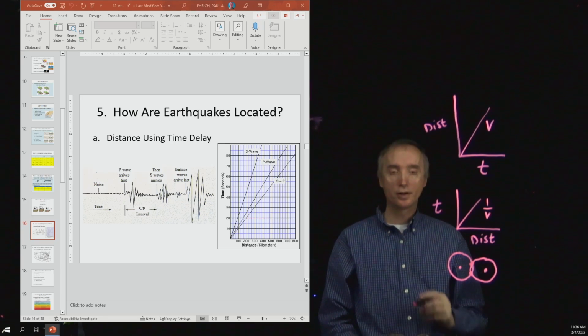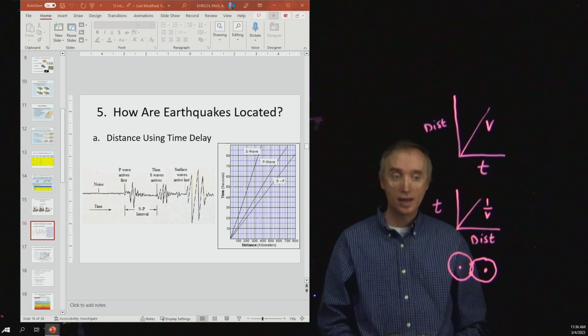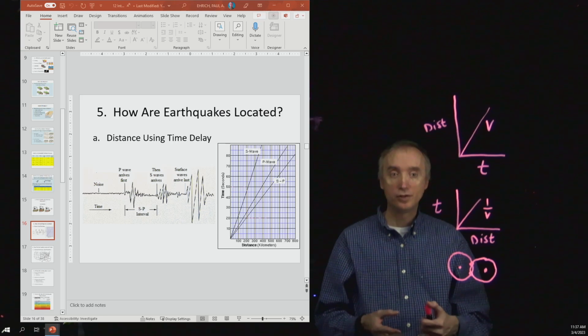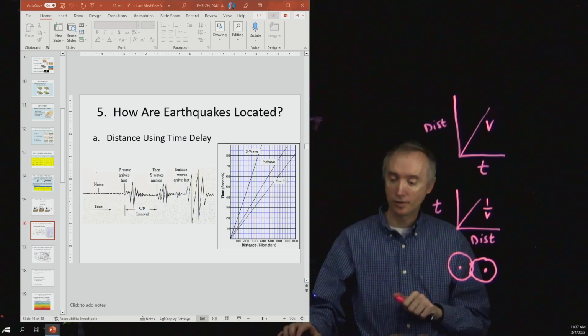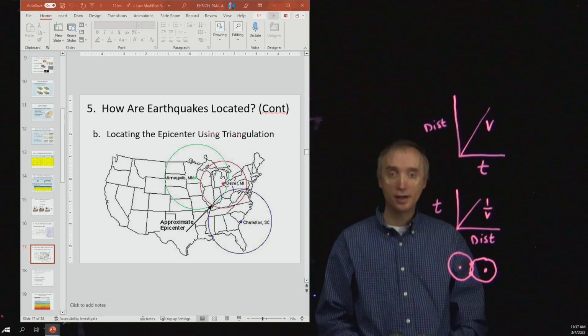So what do you think we're going to need if we want to narrow it down to just one place? We're going to need 3 of these seismic stations, and each one of them will say that the epicenter is at a different distance. We draw circles around each of the 3, and then lo and behold, where those 3 come together, that will be the actual epicenter of the earthquake.